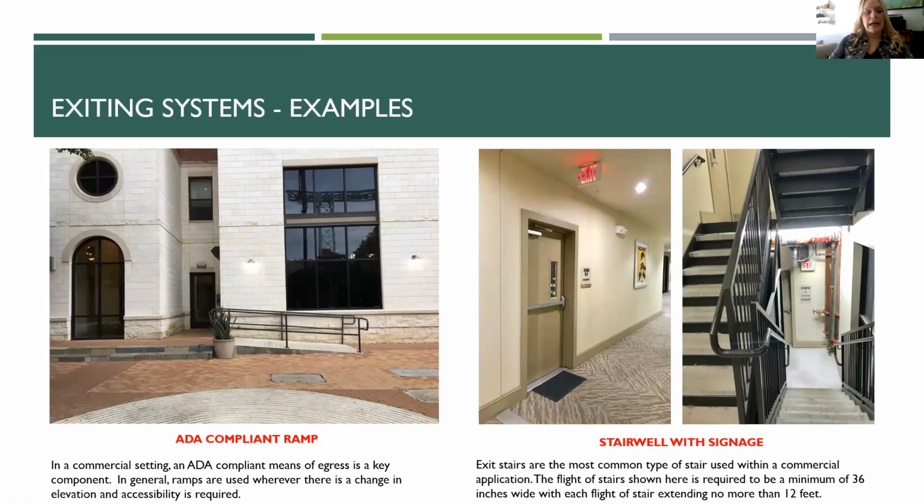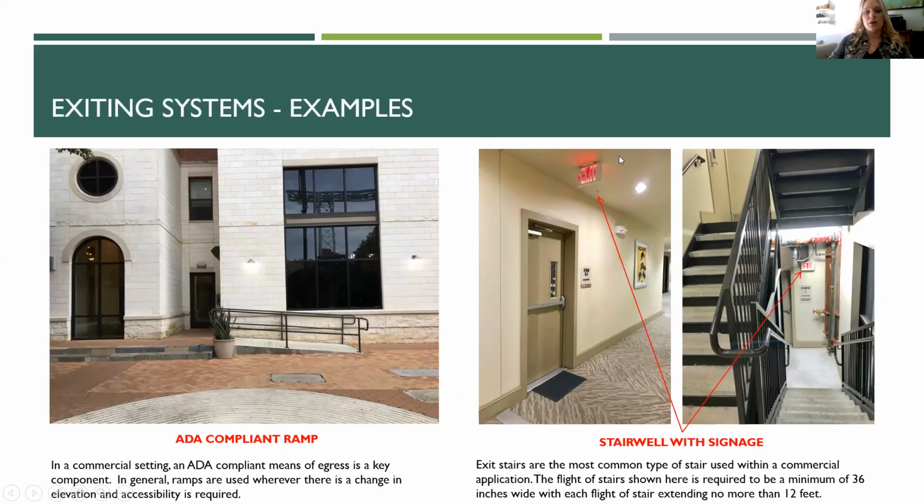On the left, you've got an ADA compliant ramp, which in a commercial setting, an ADA compliant means of egress is a key component. It really is. In general, ramps are used wherever there is a change in elevation and accessibility is required. So you'll notice to the left right here is a set of stairs. Even though the stairs are just 2 steps, because they're a change in the inclination, there still has to be this ADA accessible ramp here. And then on your right-hand side, you've got your stairwell with your signage here.